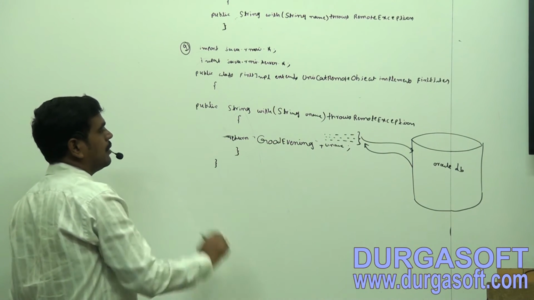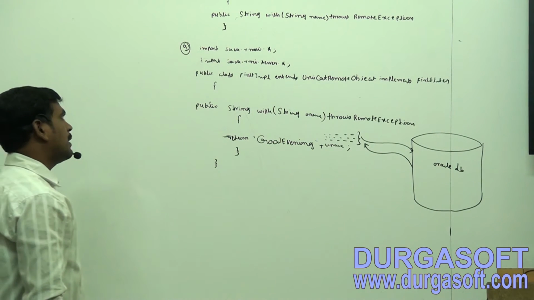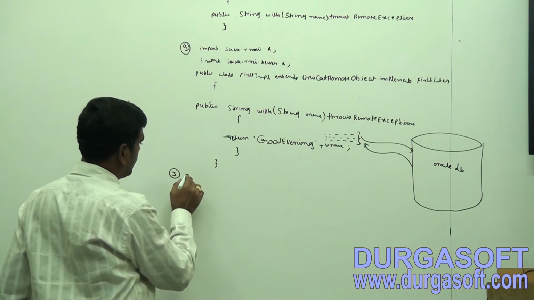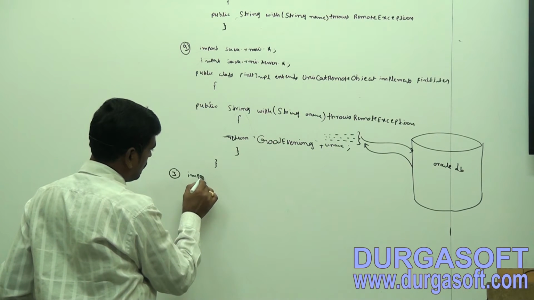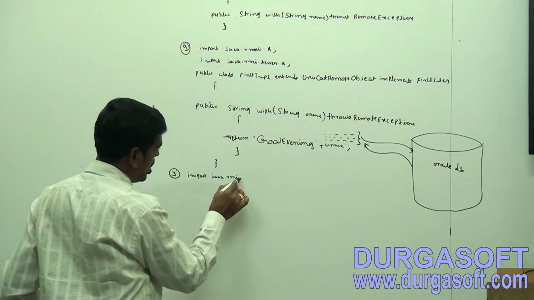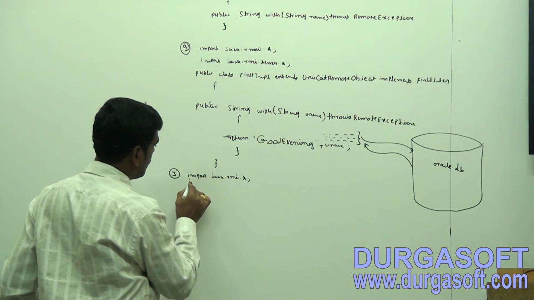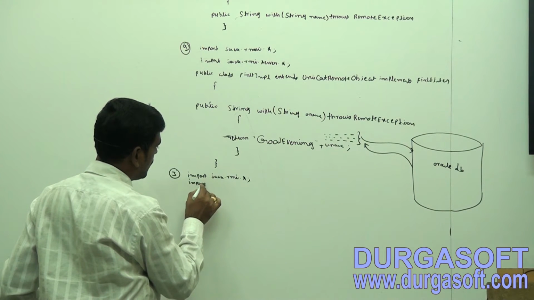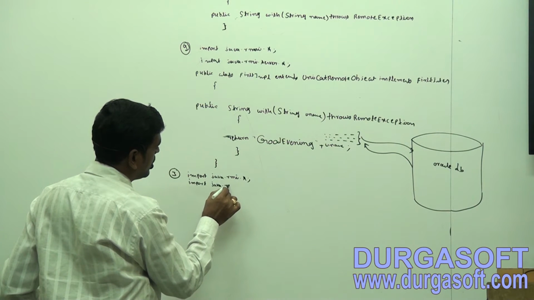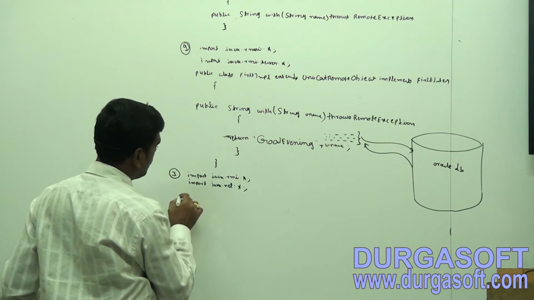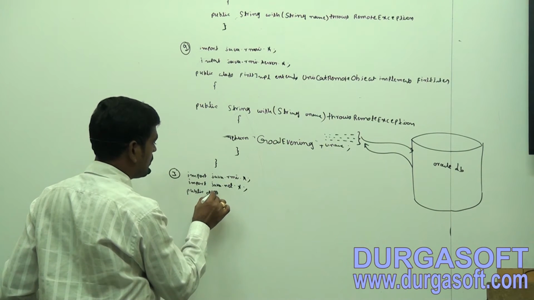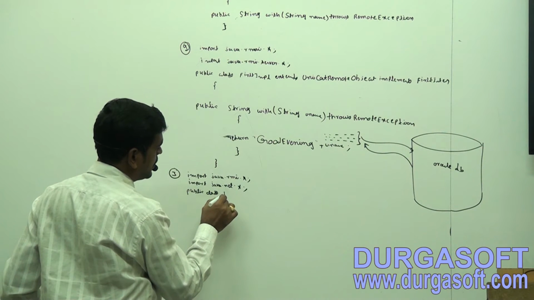This is the second rule. The third rule is we can develop the server application. Import java.rmi.* package, import java.net.* package, then public class FirstServer.